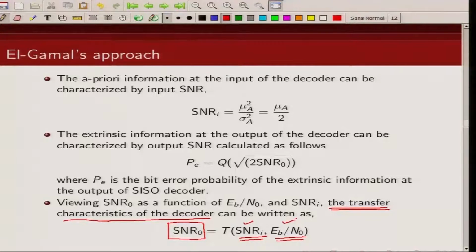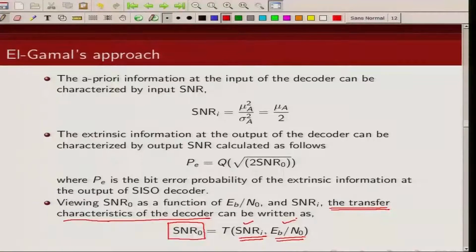So, this relation characterizes how my decoder will behave, because remember, with iteration your extrinsic information is changing as a function of the a priori value and your operating channel SNR. So, this transfer function will give me how this soft input soft output decoder will perform as a function of the a priori value and the channel operating SNR.